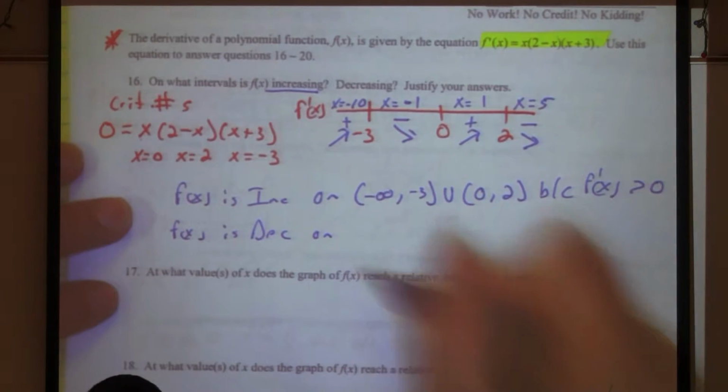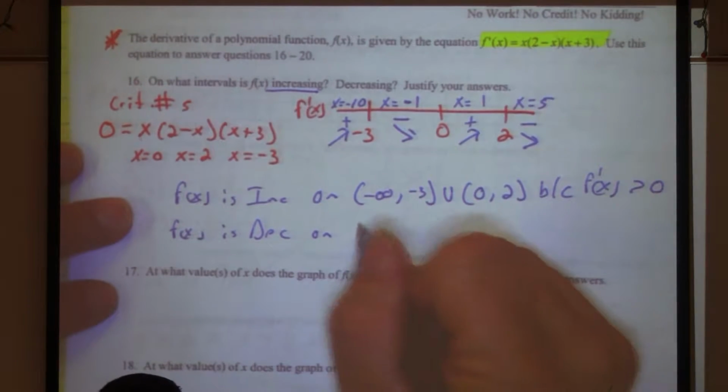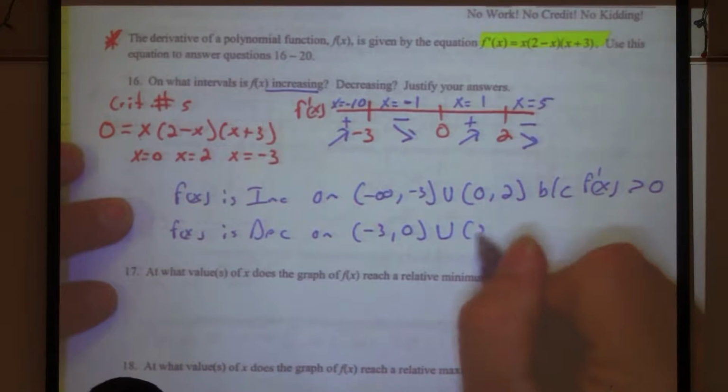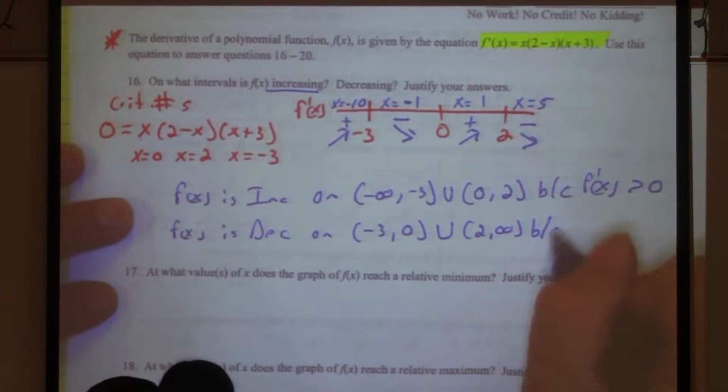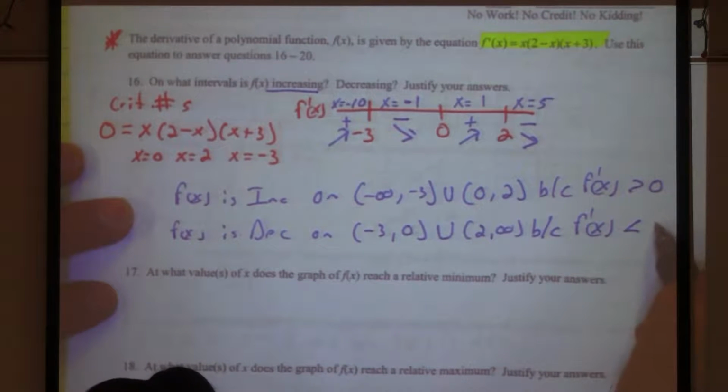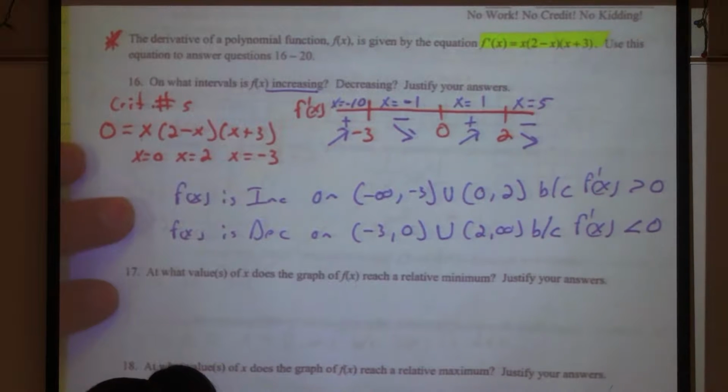Super easy. f of x is decreasing on what intervals? Negative 3 to 0, union 2 to infinity, because the derivative of f of x is less than 0.